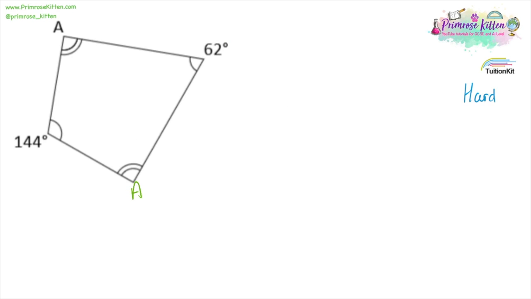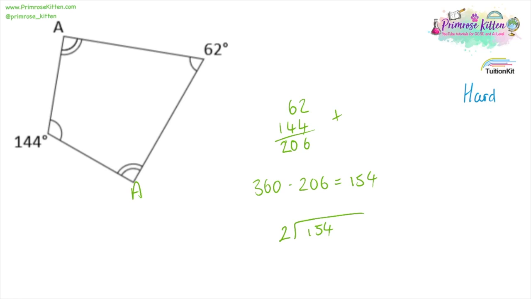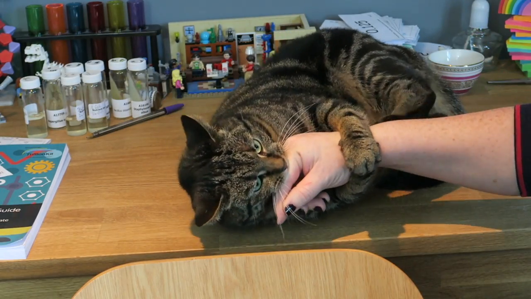Here we can say this one is A, 62. 144, add those together, we have 6, 10, carry 1, 2. So 360 minus 206 equals 154. 154 divided by 2. 15 divided by 2 is going to give us 7. Take the remainder over, that is going to give us 14 divided by 2 is going to give us another 7. So 77.